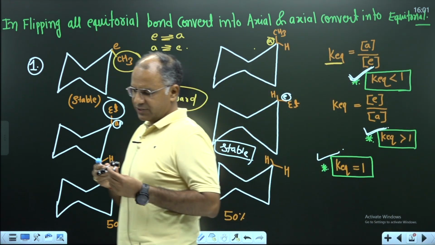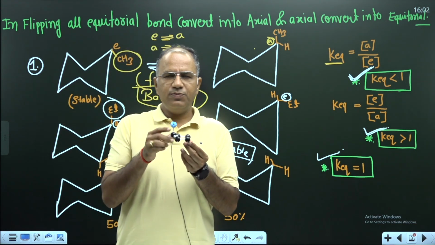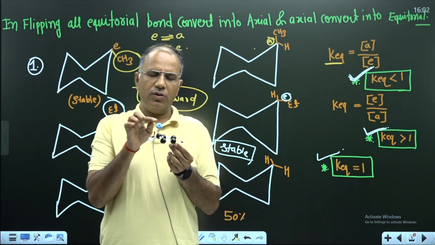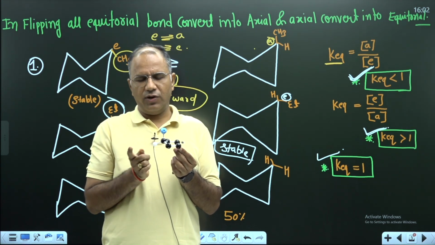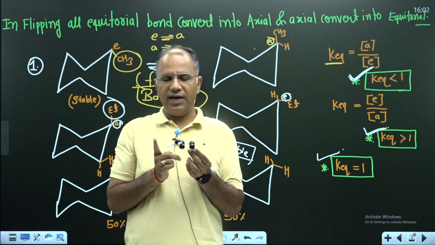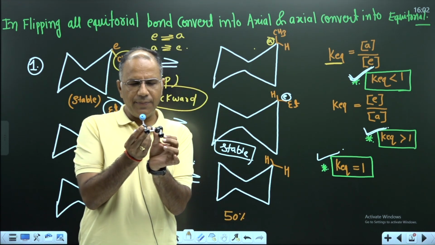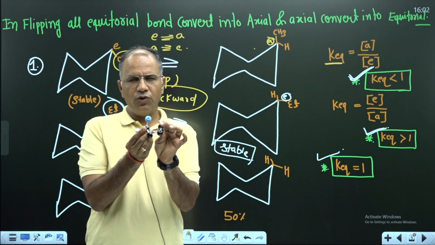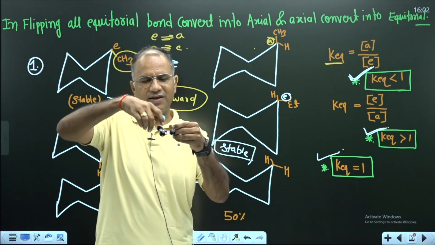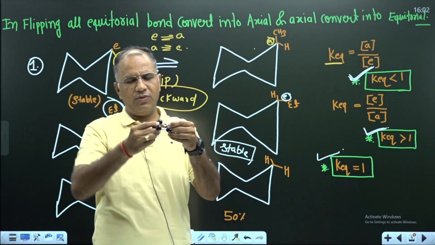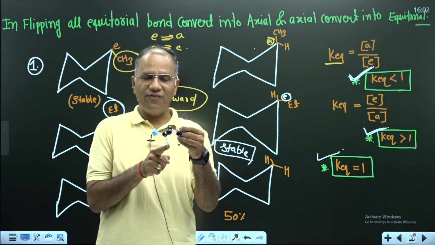Now, let me explain with the model. In this model, blue is our axial position and white is our equatorial. Just remember, white is at equatorial. When we do flipping of cyclohexane, what exactly happens? First of all, it converts into boat form, and then boat converts into half chair and chair. Then pull this carbon down. Now what is the position? Now the white is at axial.